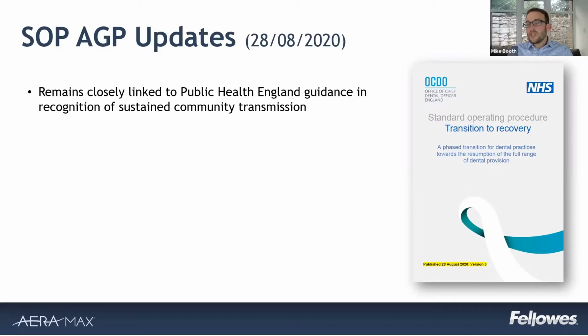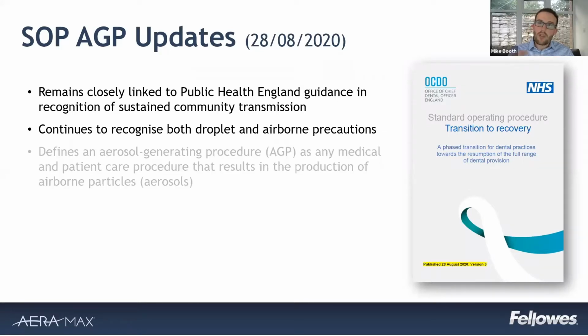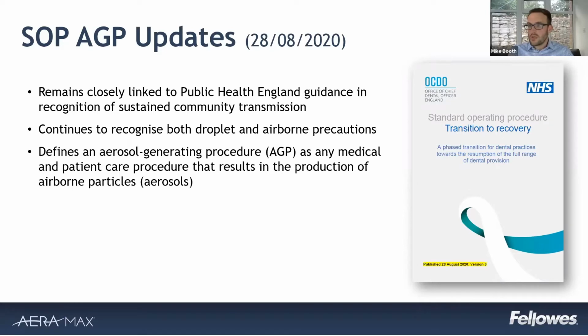As a quick high-level summary, this document and guidance remains very closely linked to the PHE guidance, in recognition of the ongoing risks within our communities and our population today within the United Kingdom. It continues to recognize droplet transmission, but also continues to reinforce the risks related to airborne transmission as well. Droplets fall to the ground or onto surfaces relatively quickly, but the airborne precaution is really where we start to look beyond the 1 to 2 meter social distancing principle.